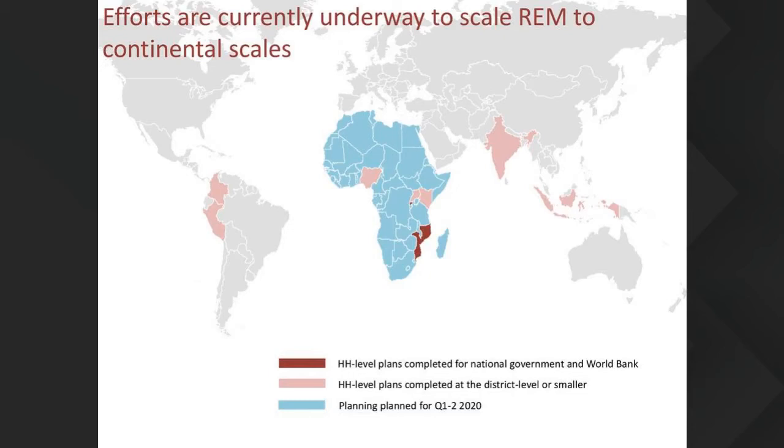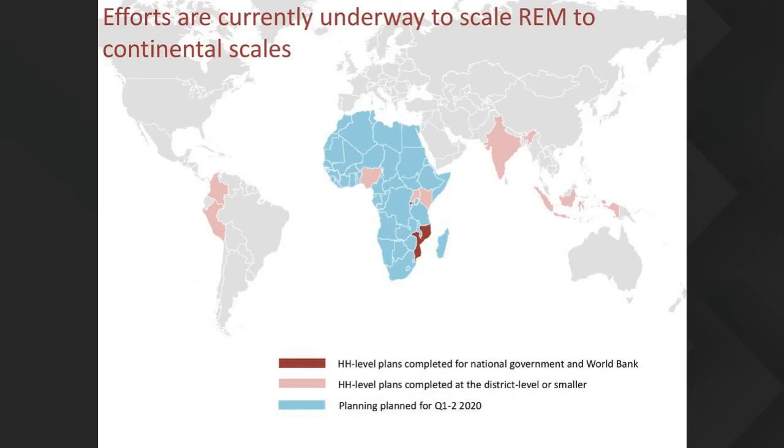This slide shows that we're currently underway to scale REM to continental scales. So currently we've been doing plans in a number of countries shown in red. Those shown in dark red, Rwanda and Mozambique, we actually provided national government level plans for every customer in these locations using these models. These lighter red shades are areas for which we've provided maybe district level or smaller plans.